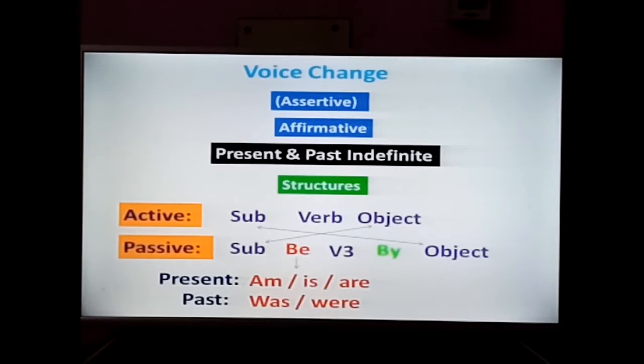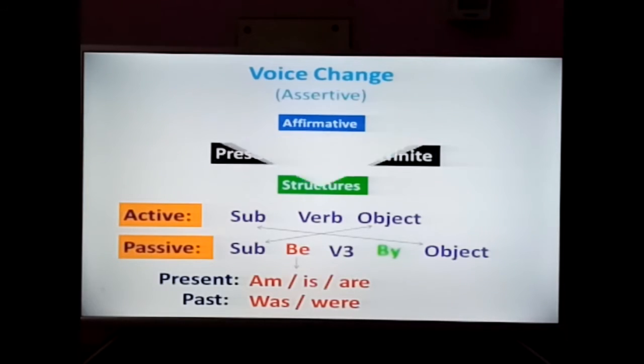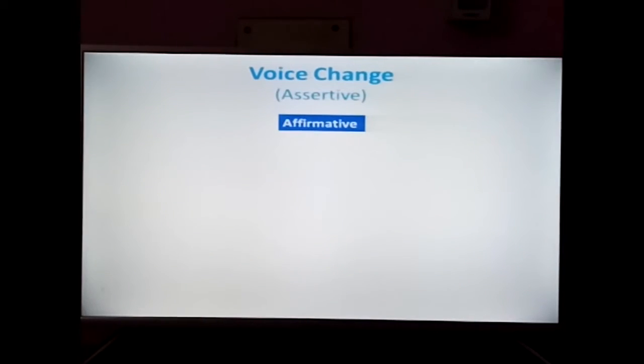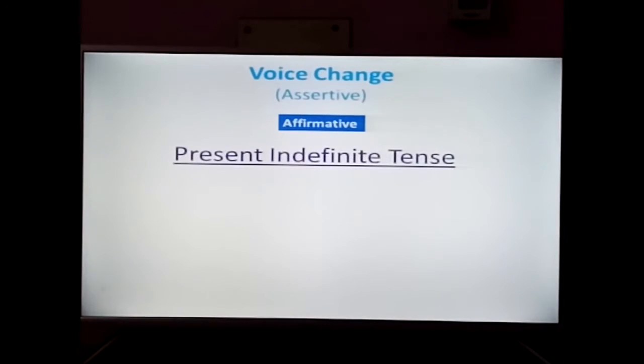Right, dear students, now let's use these verb structures to make examples. In the present indefinite tense, an active sentence looks much like this. It's got a subject, a verb, and an object. Let's see what happens when we change this sentence into passive.